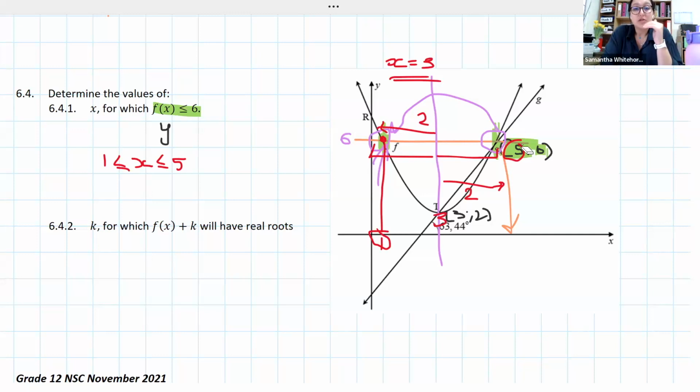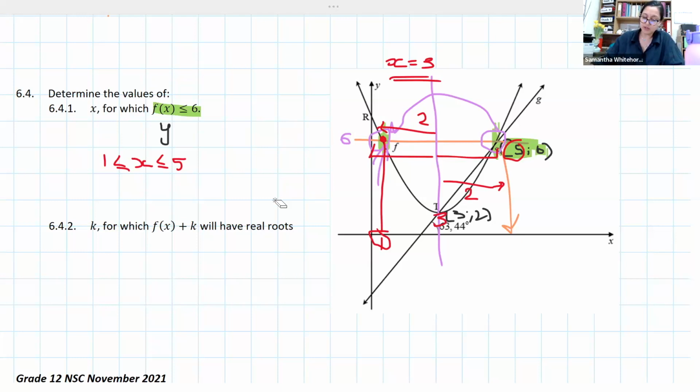The easiest way is to use symmetry. You can substitute in. I just think, why solve a quadratic equation if you don't have to? But obviously you can. You would then substitute y equals 6 and then solve for x. Like I say, why solve a quadratic if you don't have to? But obviously, if that's what you're more comfortable with, that's what you should do. There's nothing wrong with that.